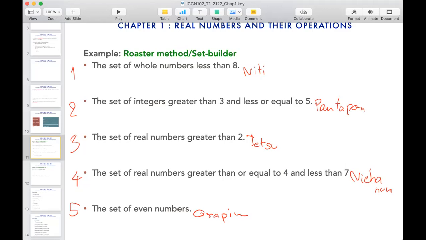Okay, any questions about these examples? You did a very good job. I see that many of you made a good try to do it. That's good. Okay, then if you don't have any questions, let's move on to the next slide.